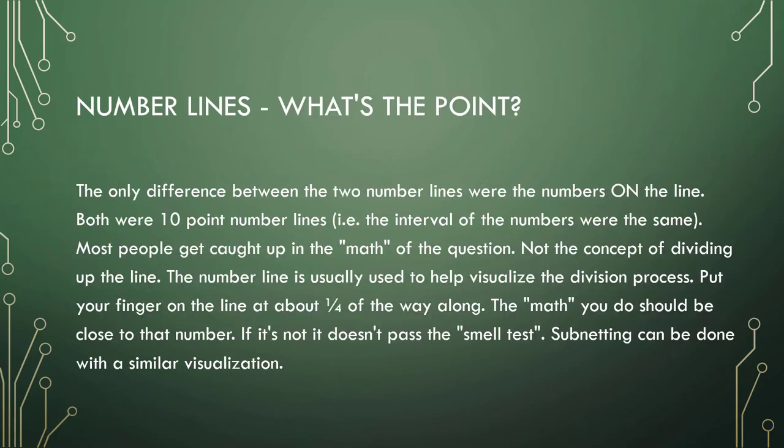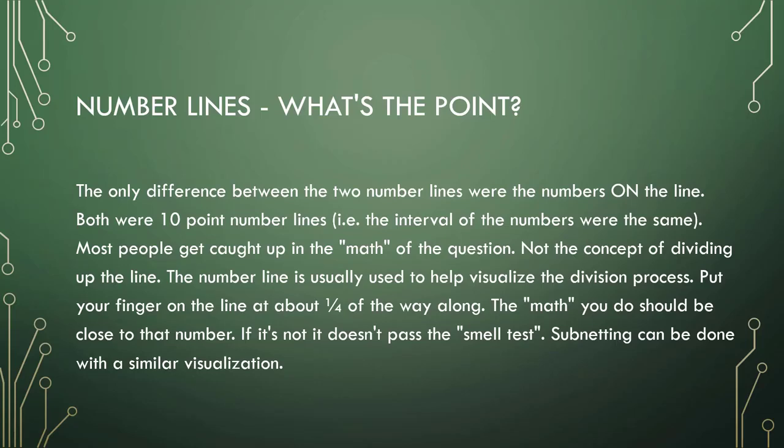And you might ask, what's the point? Because really the only difference between the two number lines were the numbers on the line. Both were 10-point number lines. The intervals of the numbers were the same. But most people get really caught up in the math of the question. They want to immediately pull out long division and try to figure that out. They want a calculator to try to work with it.